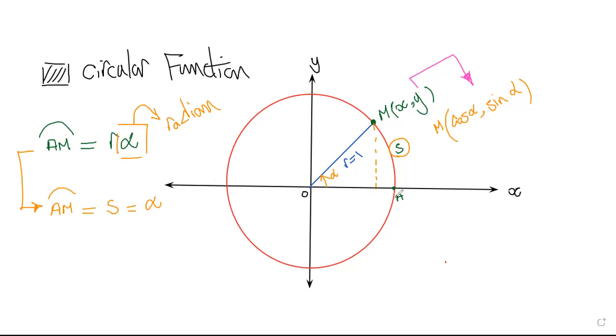Then as a result, that's the concept of the circular function. We say that if you look into that, you see that the length of the arc, which is S, is equal to the angle, which is alpha in radians, as long as the radius is 1. Then instead of saying, for example, cosine of alpha, we can say that it's going to be equal to cosine of S.